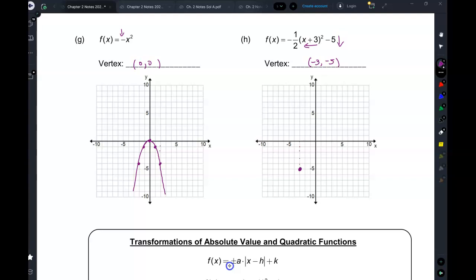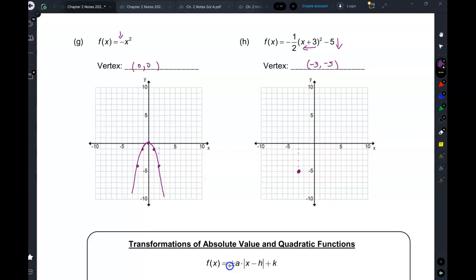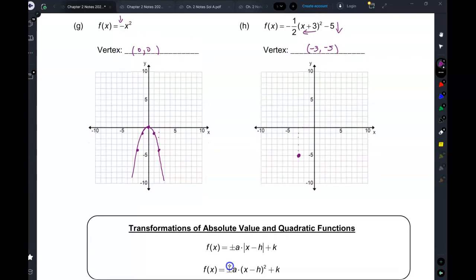Okay. There is a negative, which means it's a reflection on the x-axis. It's going to face down. The half, right? That's going to change things as well. So if I go over 1, how much should I go down for this one? A half. Before I would go down 1, but now I go a half. If I go over 2, how much should I go down for this one? 2. So it looks like this.